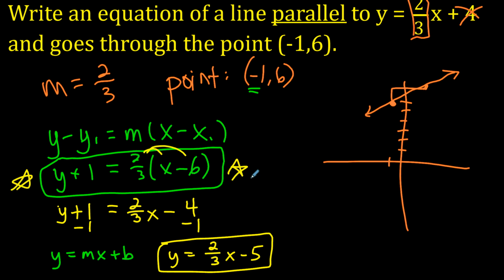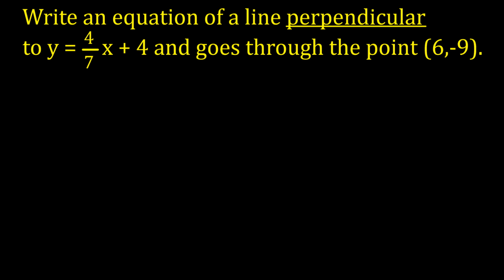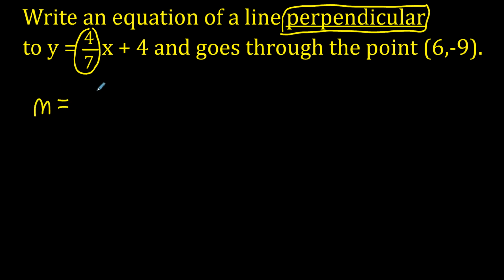All right, so let's do the same thing, but let's go back to that perpendicular question. This is kind of the same idea. It says write an equation of a line perpendicular to y equals 4/7 x plus 4, and goes through the point 6, negative 9. So once again, if it tells us that it's perpendicular, all I care about is the slope of that line. If the slope of this original line is 4/7, to find the slope of my new line, I'm going to flip it, 7/4, and I'm going to make it the opposite. This is called the opposite reciprocal slope.